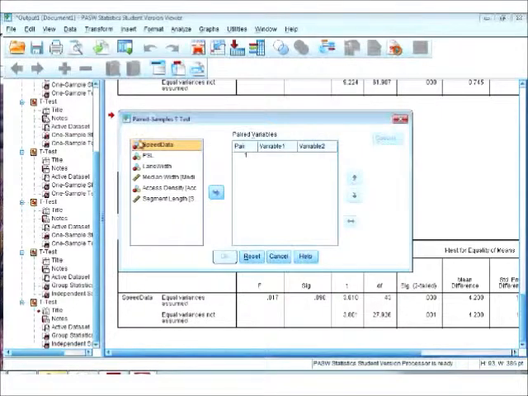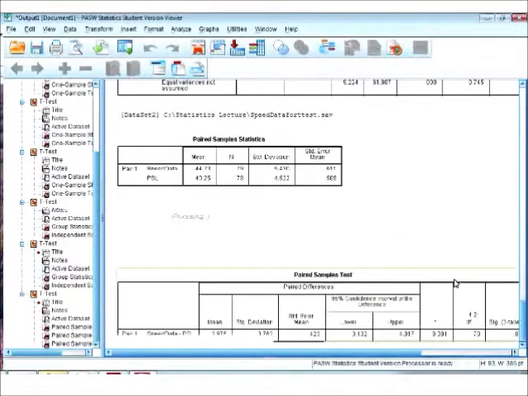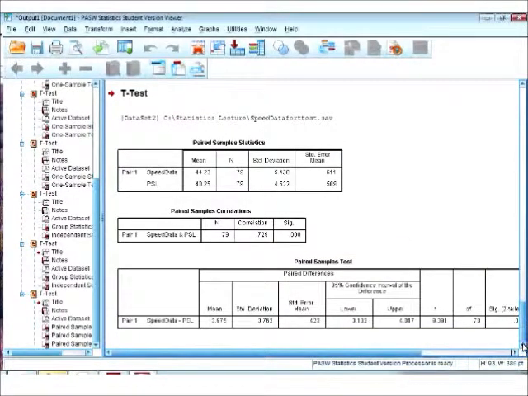So here let's assume that speed data, this first variable, is our variable number 1, and posted speed limit is our variable number 2. So let's assume that this was the speeds of the vehicles before we made any improvement on the roadways, and this was the speed of the vehicles after we made the improvement. So let's see, did our methodology, did our treatment have any effect? Again, the option is 95%. Continue, we do okay, and let's see what we have here.